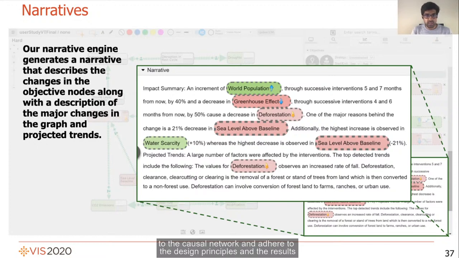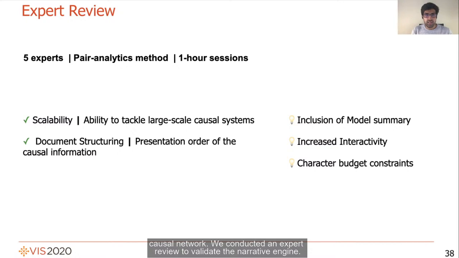The generated narratives are displayed dynamically right next to the causal network and adhere to the design principles and the results introduced earlier through concepts such as reordering of the important nodes and limiting the verbosity by including only the important nodes. The interventions and the objectives are highlighted and further corroborated with the brushing feature to spatially identify the corresponding node in the causal network. We conducted an expert review to validate the narrative engine. We recruited 5 experts and engaged them in an hour-long session in a pair analytics setting.